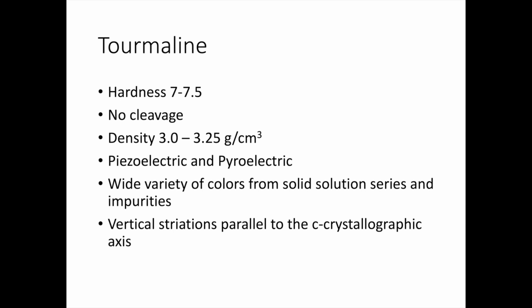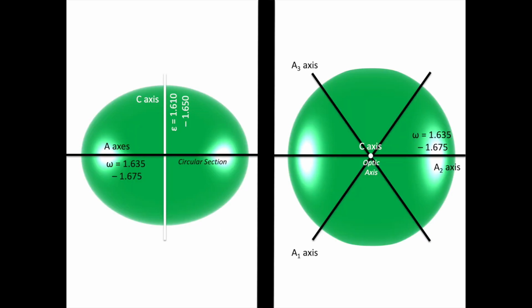And one feature common to many tourmaline crystals are vertical striations parallel to the C crystallographic axis. This is really helpful for orienting even small fragments of tourmaline as long as you can find this feature. So we're going to go examine some of the optical properties of a tourmaline crystal now. However, we should first, of course, mention the optical indicatrix for tourmaline.